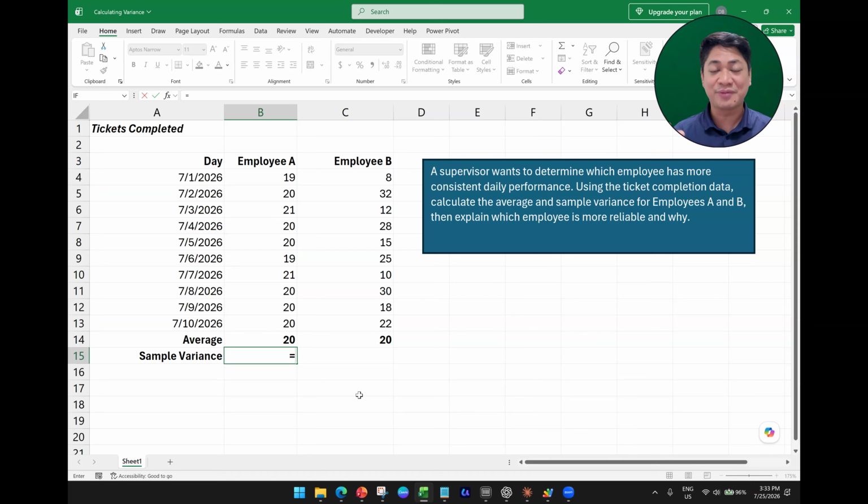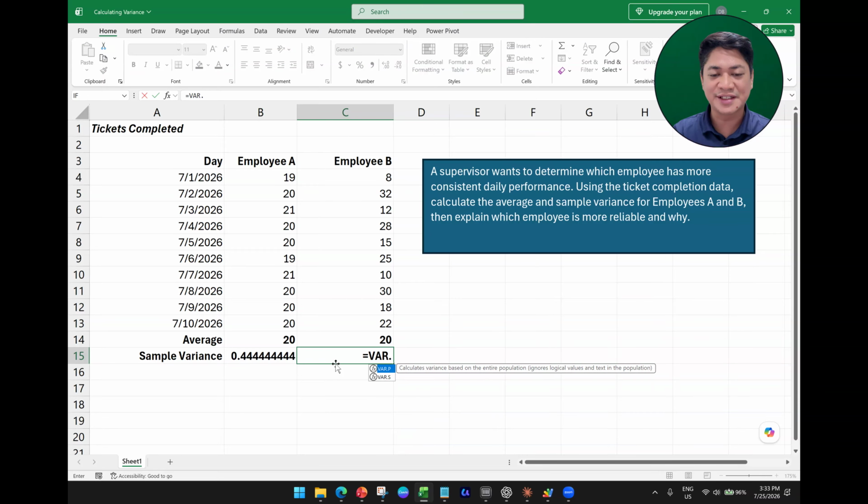Now, since this is only part of the work of the employee, probably there's data before this and after these dates, then you have to use the VAR.S function. Open parentheses, and you simply have to get the numbers that you want to get the variance from. Don't forget to exclude any other numbers like the average. Enter, and you will see that the variance of this employee is 0.44.